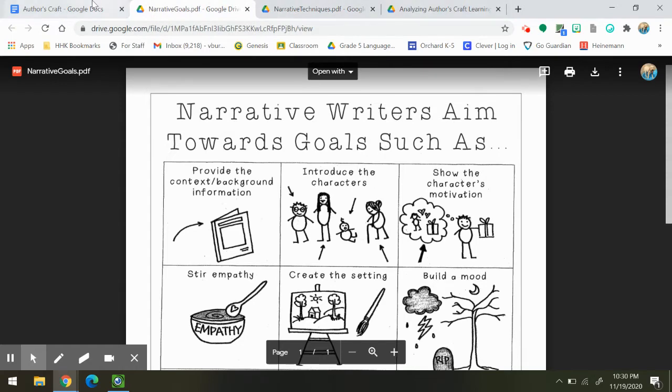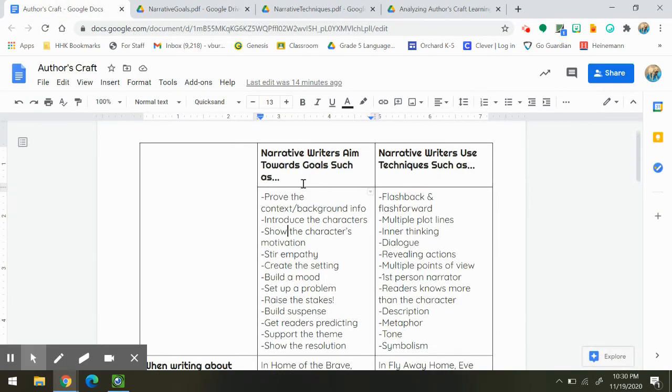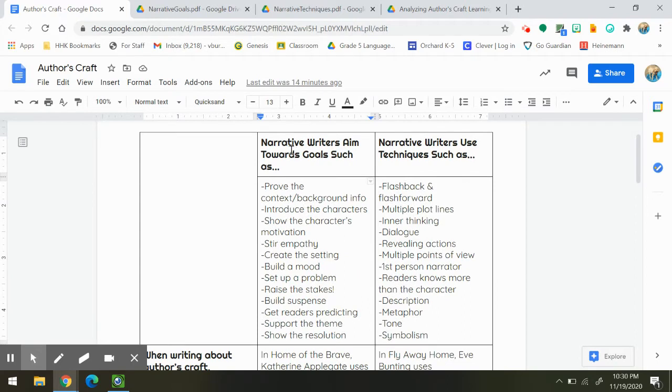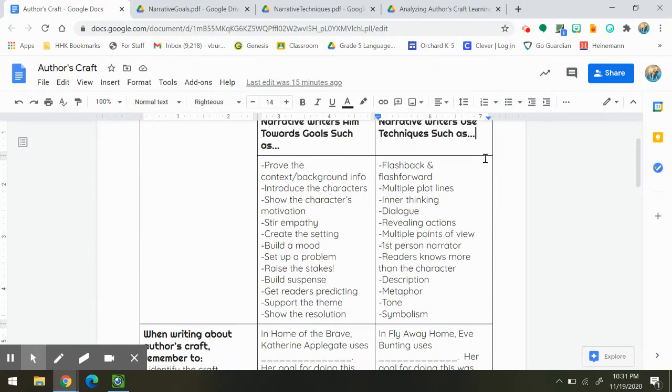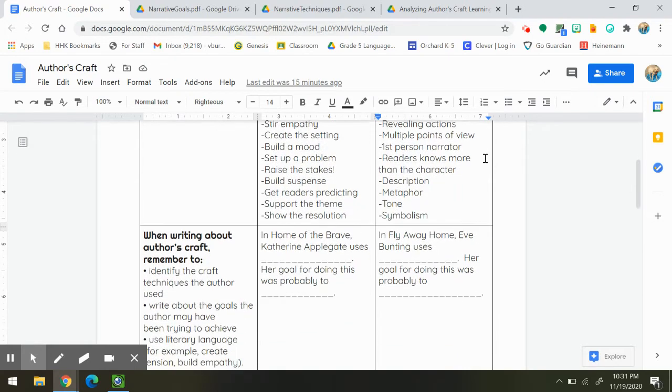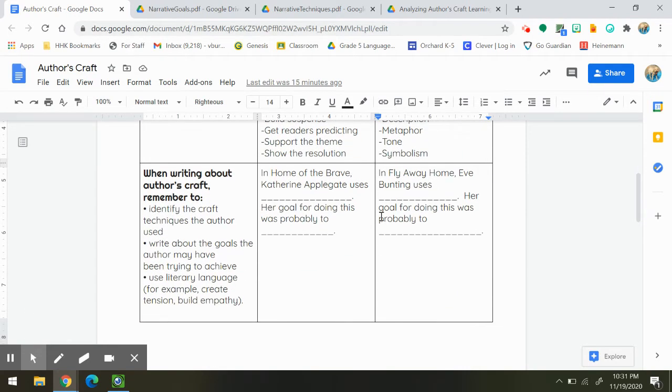So I'm going to go to this chart. This is just a graphic organizer of all of those different goals on this column and techniques on this column. So this is just a graphic organizer that I made for you to help you organize your thoughts.